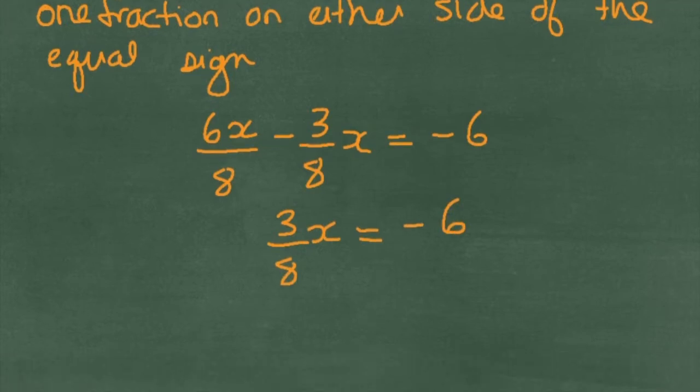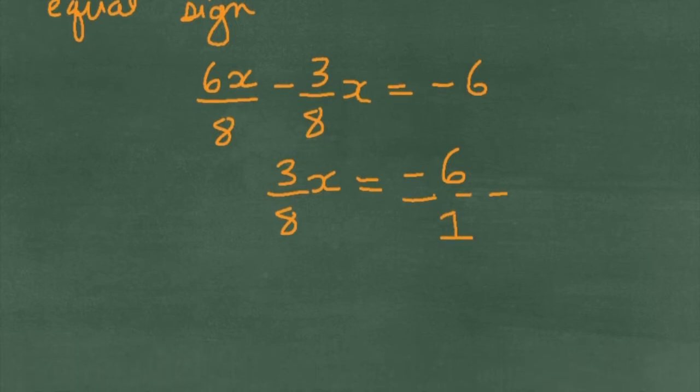Now, I say here, one fraction on either side of the equal sign. So here's a fraction, but is negative 6 in a fraction? Well, of course it is. It's kind of like under an imaginary 1 here. So let's cross multiply. If you remember how to cross multiply, it's literally multiplying across like this.